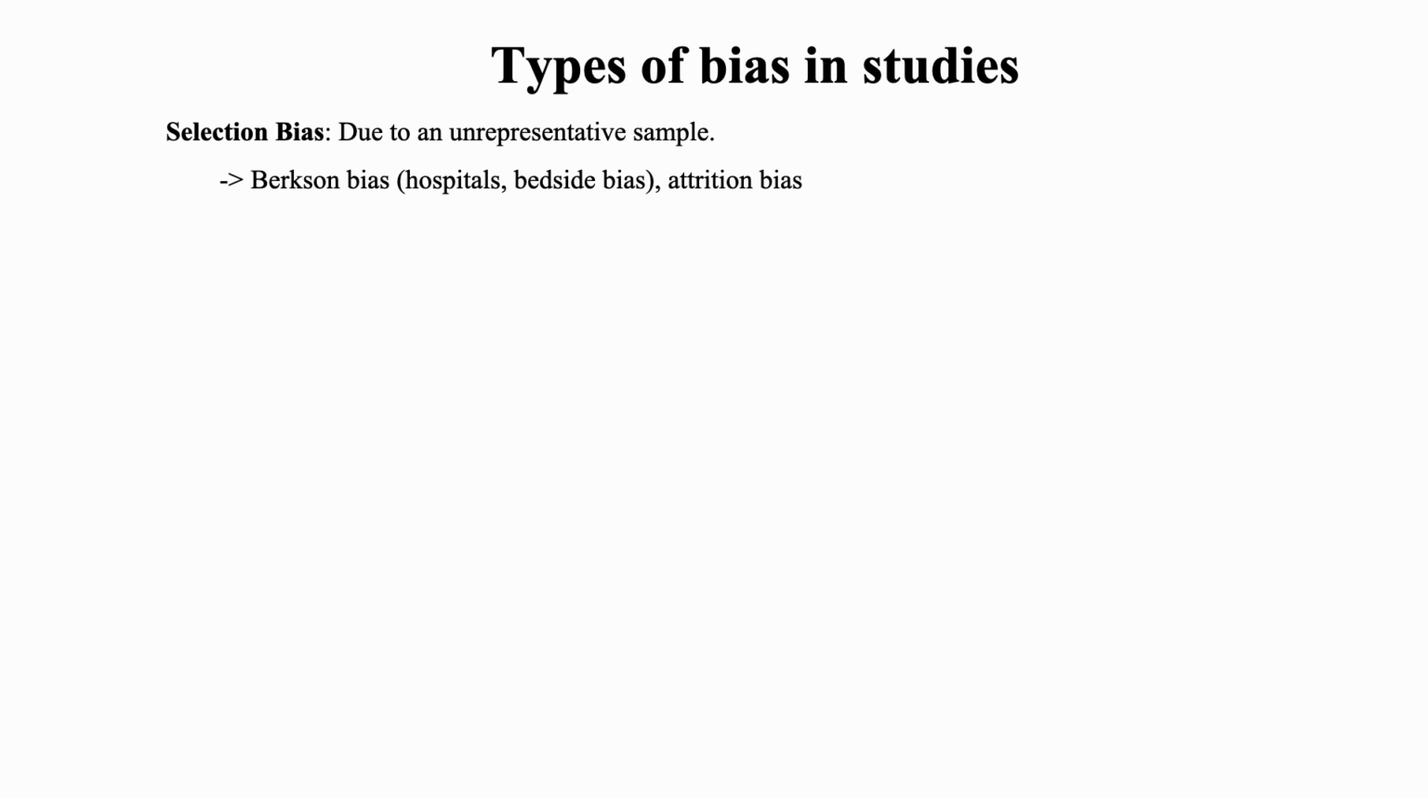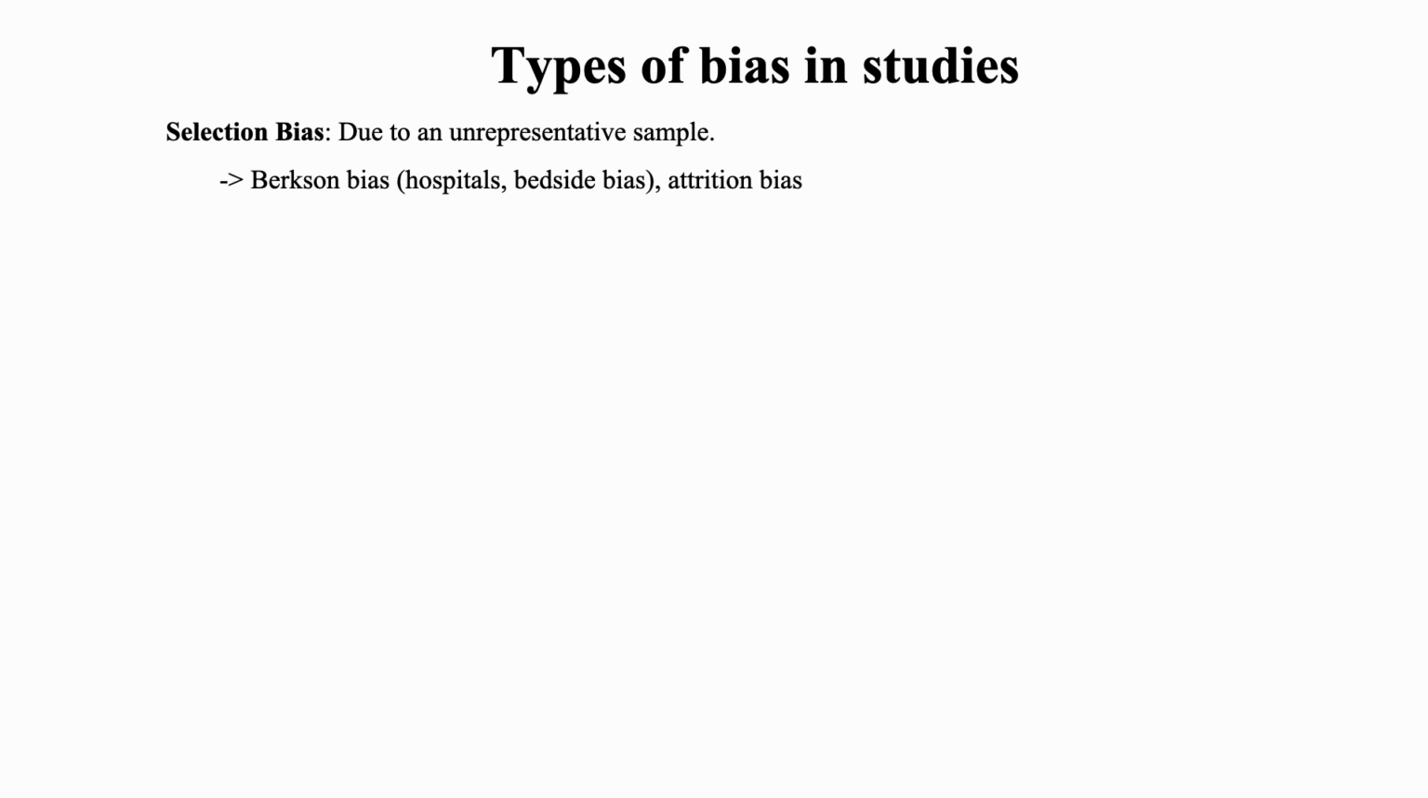This is when you take a study population or sample from a hospital. You can remember this as bedside bias for Berkson bias. They both start with a B. But you should know that hospitals generally have more sick individuals than would be seen in the general population, so that population might not be generalizable.